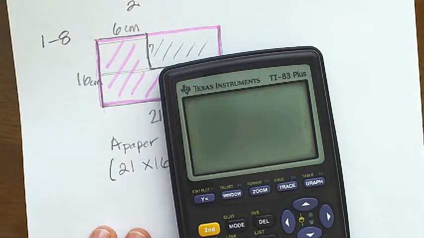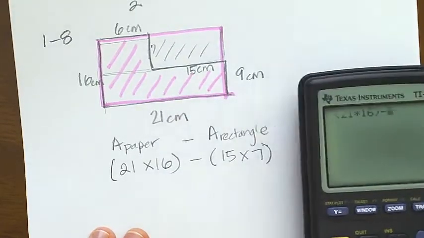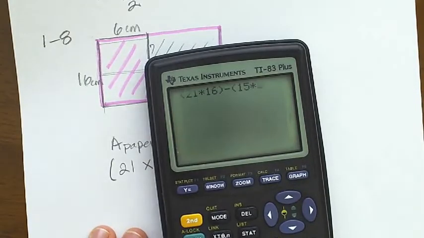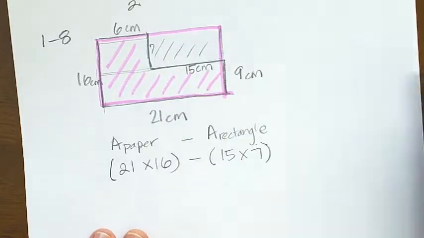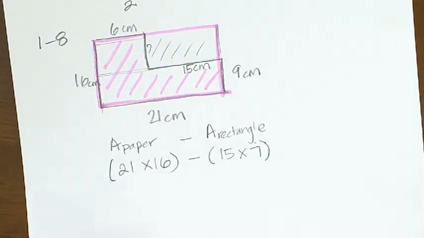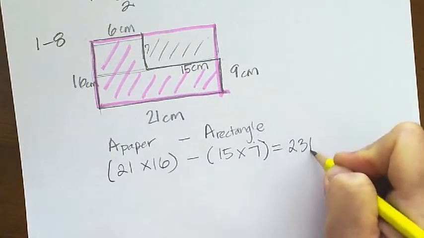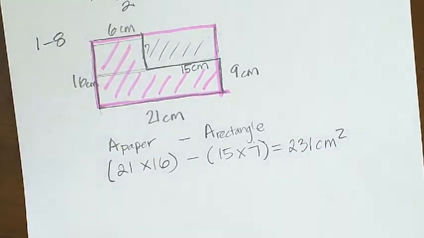Oops, forgot to put parentheses. Although, I guess I really don't need parentheses here because it's going to multiply. Well, it might do that subtraction before it multiplies by 7. So let's put those parentheses in. So 231 is what I got. Let me check and make sure that's right. Yep. So my area is 231 square centimeters.